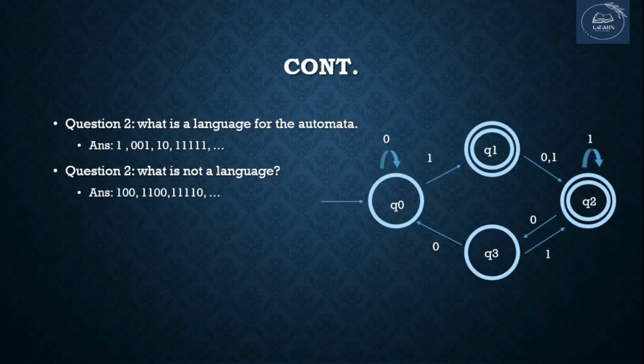You can see 100 is not a language because 100 takes me to what? State Q3 from state Q0. Starting from Q0, 1 takes me to Q1, 0 takes me to Q2, and from Q2, 0 takes me to Q3, which is not a final state and is not accepted.